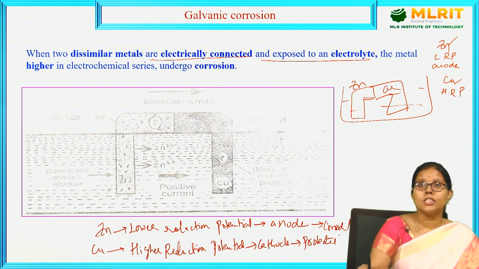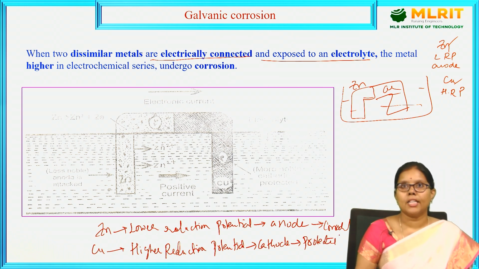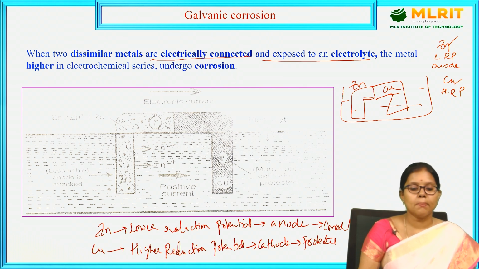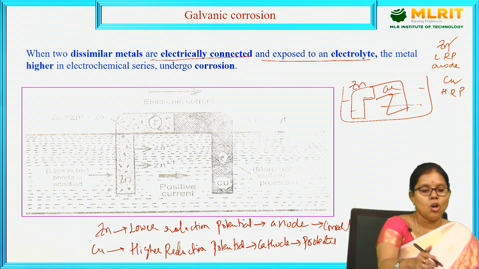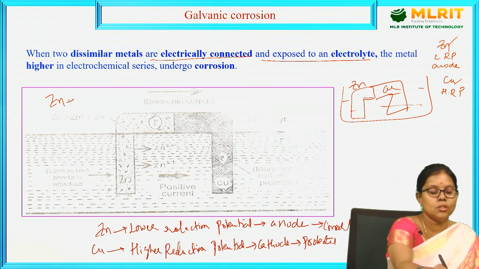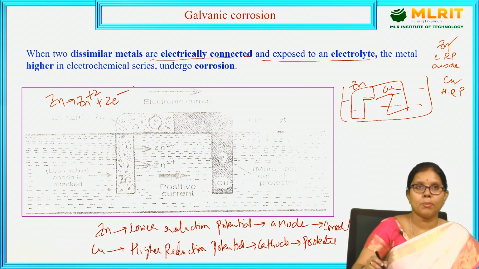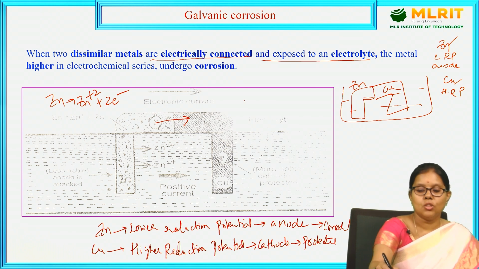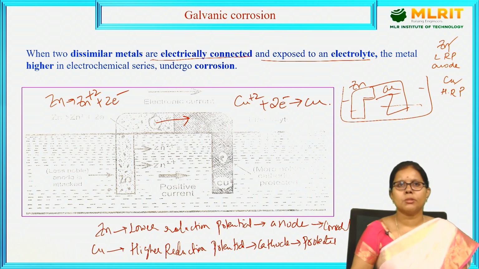So when two dissimilar metals are attached to one another, one metal may affect the other. For example, zinc is going to be oxidized, losing 2 electrons. Electrons always move from anode to cathode. Those electrons are gained by the copper ion: Cu2+ plus 2 electrons gives Cu. So one metal is oxidized and the other is reduced.